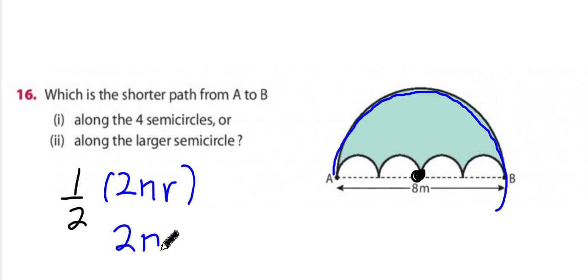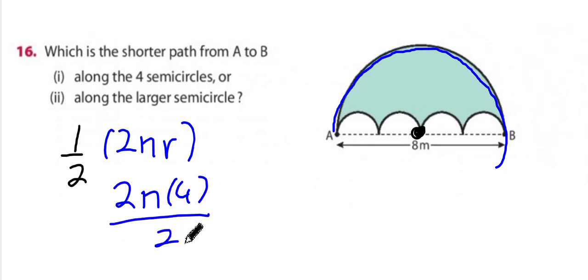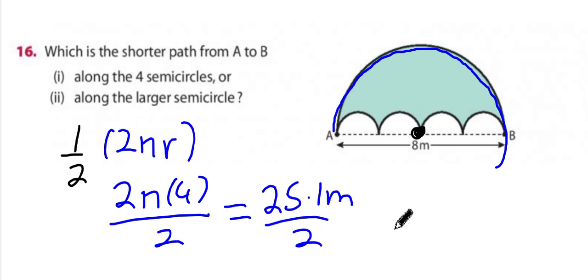Yeah, you're correct. So 2 pi multiplied by 4 divided by 2. Give it to me in decimals. 25.1 meters? Okay. Is everybody happy with 25.1? Did you divide by 2 though? 12.6 to the nearest meter. So 12.56 you're saying? Okay. So that's the blue one.